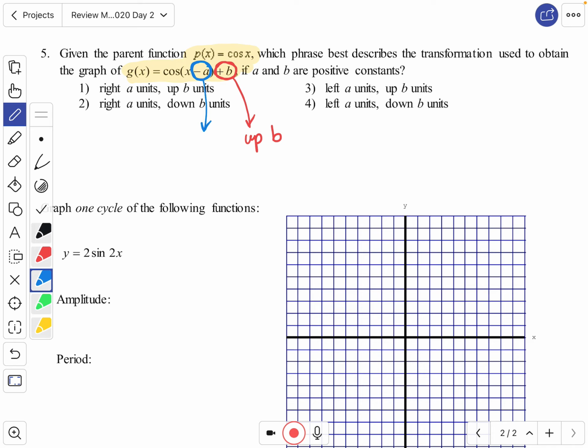This is a shift left or right, but it's in the opposite direction of the sign. So if you see a plus sign, it's actually going to the left, and if you see a minus sign, it's actually going to the right. Therefore, this shift is to the right A. Therefore, if we look at our 4 options, we're looking for right A and up B, which is choice 1.